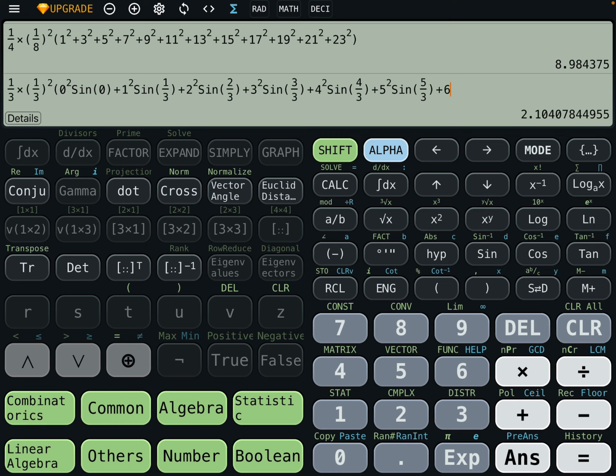Plus 6 squared sine 6/3. I'm almost there. 7 squared sine 7/3. I like how that looks, so I'm just going to fix that. 7/3.